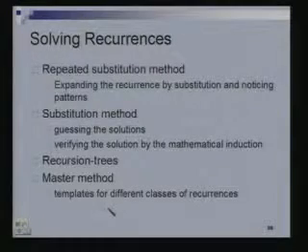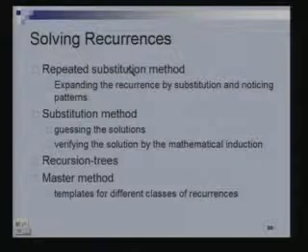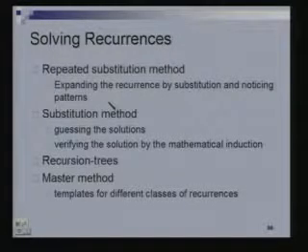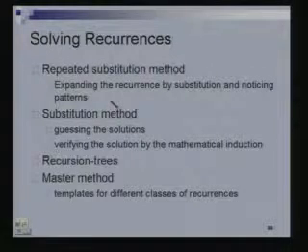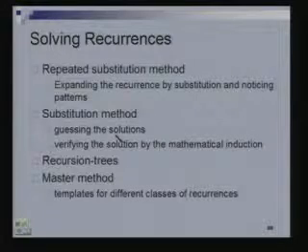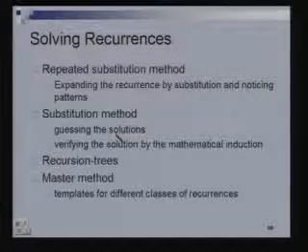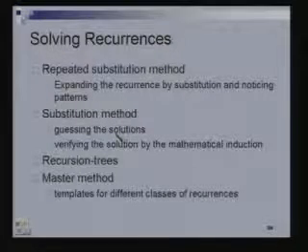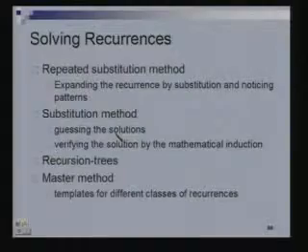There are a bunch of ways of solving recurrences. We have only looked at what is called the repeated substitution method. That basically says you expand the recurrence by substituting repeatedly and noticing any patterns that you get. There is another method called the substitution method, where you guess a solution to the recurrence, and then you verify that your recurrence really satisfies that guess. In this course, we will perhaps see examples of this way of solving recurrence relations.